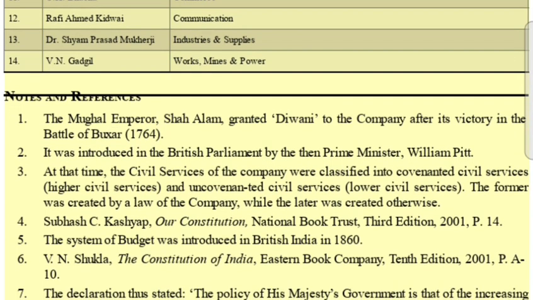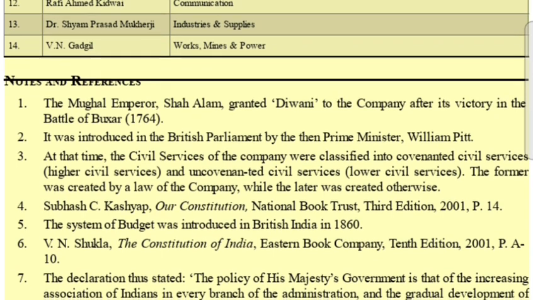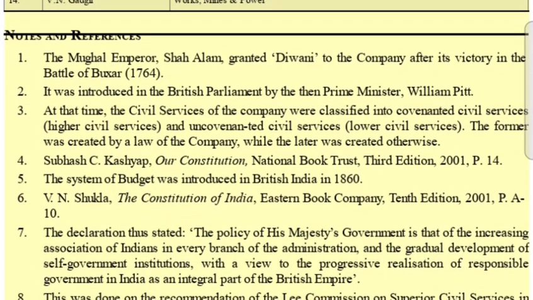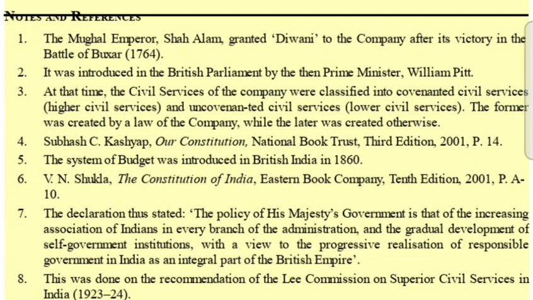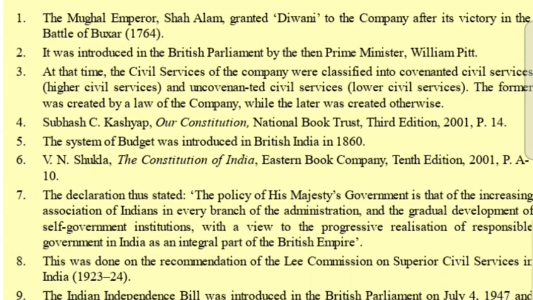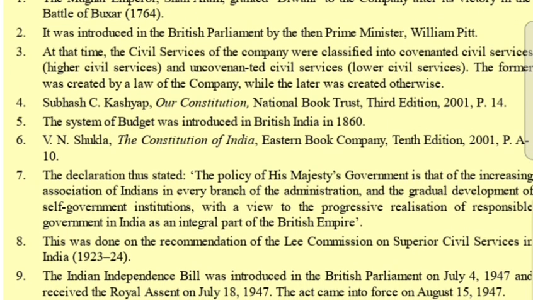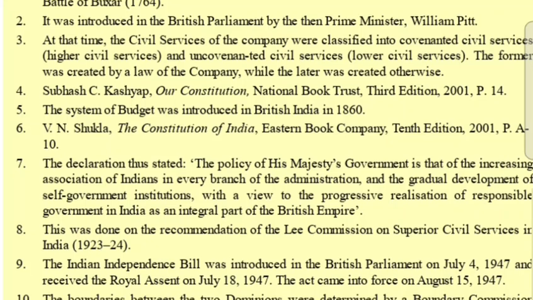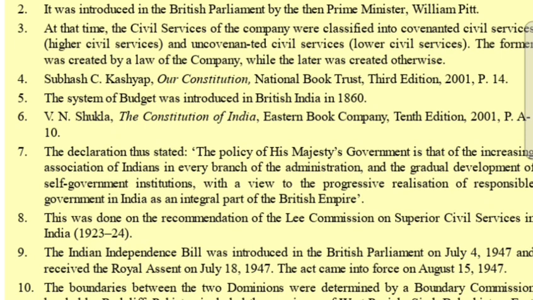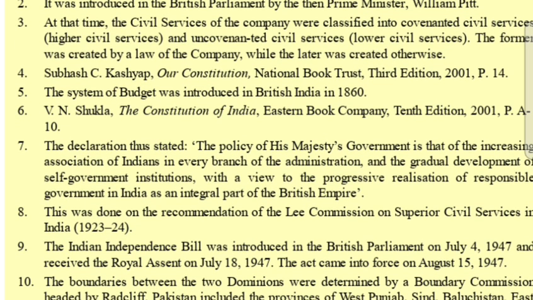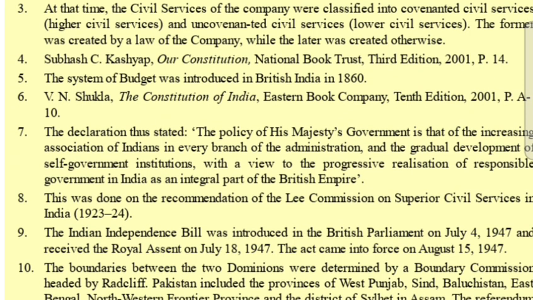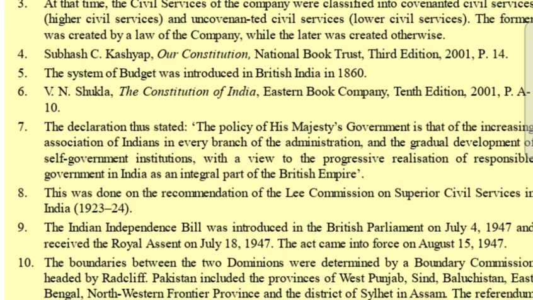Notes and references. 1. The Mughal Emperor, Shah Alam, granted Diwani to the company after its victory in the Battle of Buxar, 1764. 2. It was introduced in the British Parliament by the then Prime Minister, William Pitt. 3. At that time, the civil services of the company were classified into covenanted civil services, higher civil services, and uncovenanted civil services, lower civil services. The former was created by a law of the company, while the latter was created otherwise.